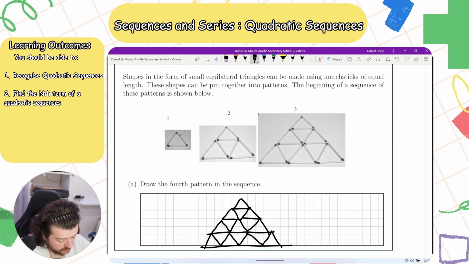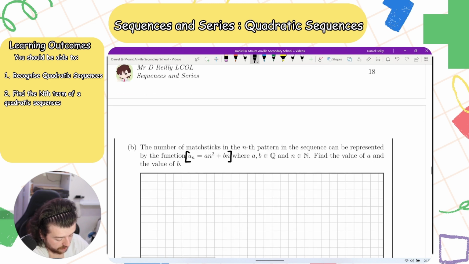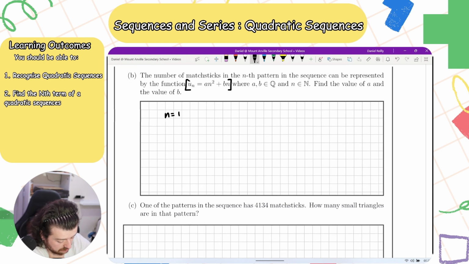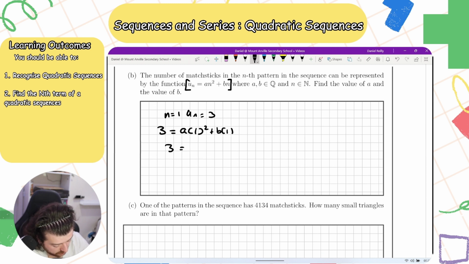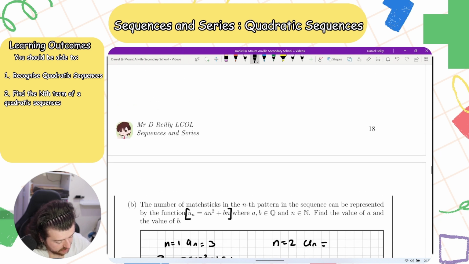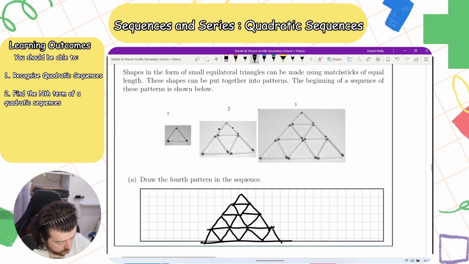So I use 3 matchsticks in my first term. So when n equals 1, un is equal to 3. So I have 3 is equal to a times 1 squared plus b times 1. 3 is equal to a plus b. First equation. Second equation, when n is equal to 2, the number of matchsticks is equal to 1, 2, 3, 4, 5, 6, 7, 8, 9.